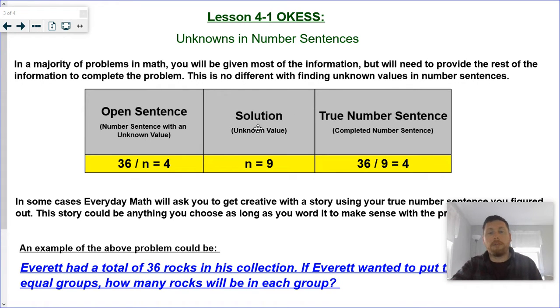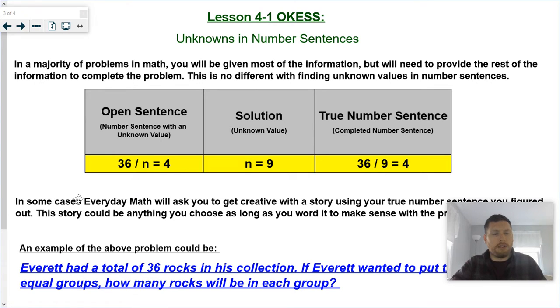Now, the solution column is where you're actually going to be figuring out what the unknown value is. So n equals 9 in this case because 36 divided by 9 equals 4. The true number sentence, the last column, is the completed number sentence that you're going to be providing to me. So 36 divided by 9 equals 4. So we have the unknown number sentence, your solution or your answer, and then finally you're going to fill in all the blanks and give me the true number sentence.